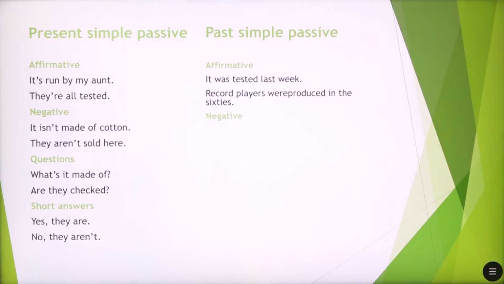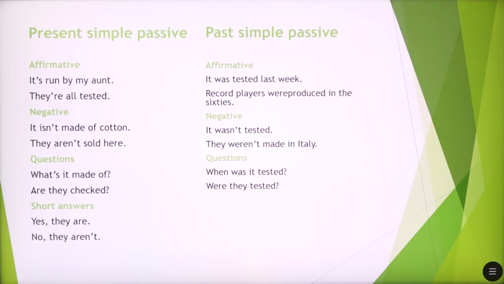Let's continue with the negative form. It wasn't tested. So from it isn't, we change it to it wasn't. We change the auxiliary verb into the past tense. They weren't made in Italy. Let's continue with questions, or the interrogative form. When was it tested? Were they tested? Now let's go on with short answers. As I said before, short answers remain the same as in the active voice. Yes, they were. No, they weren't.